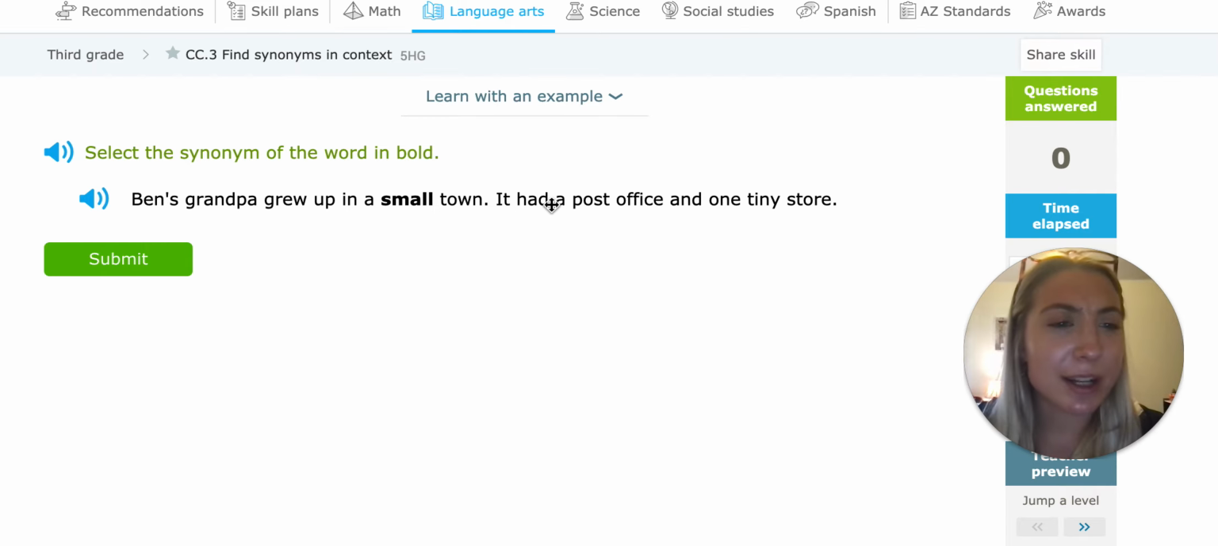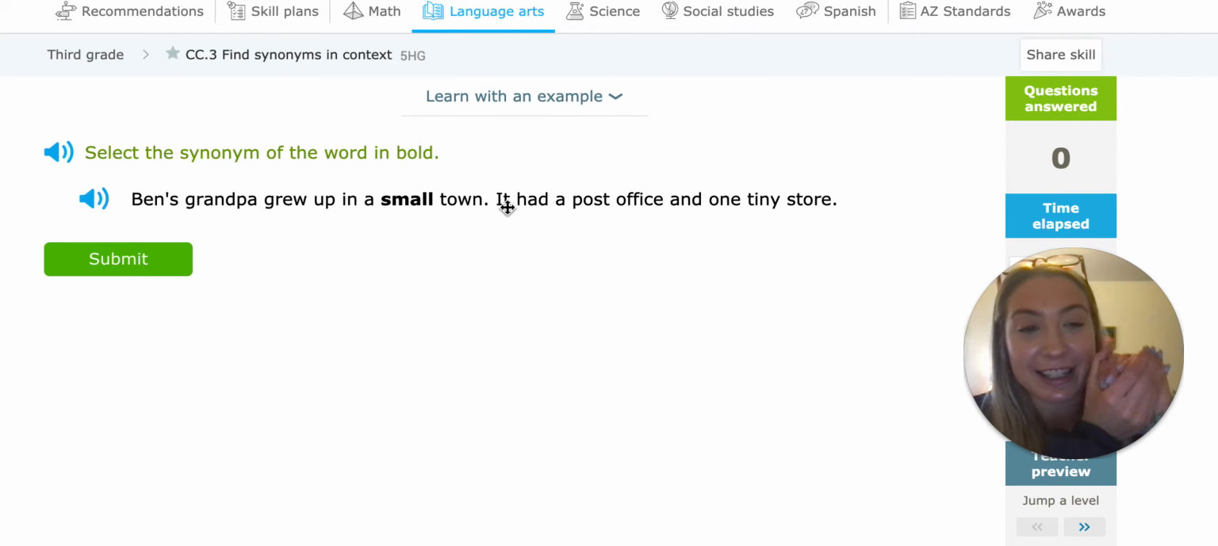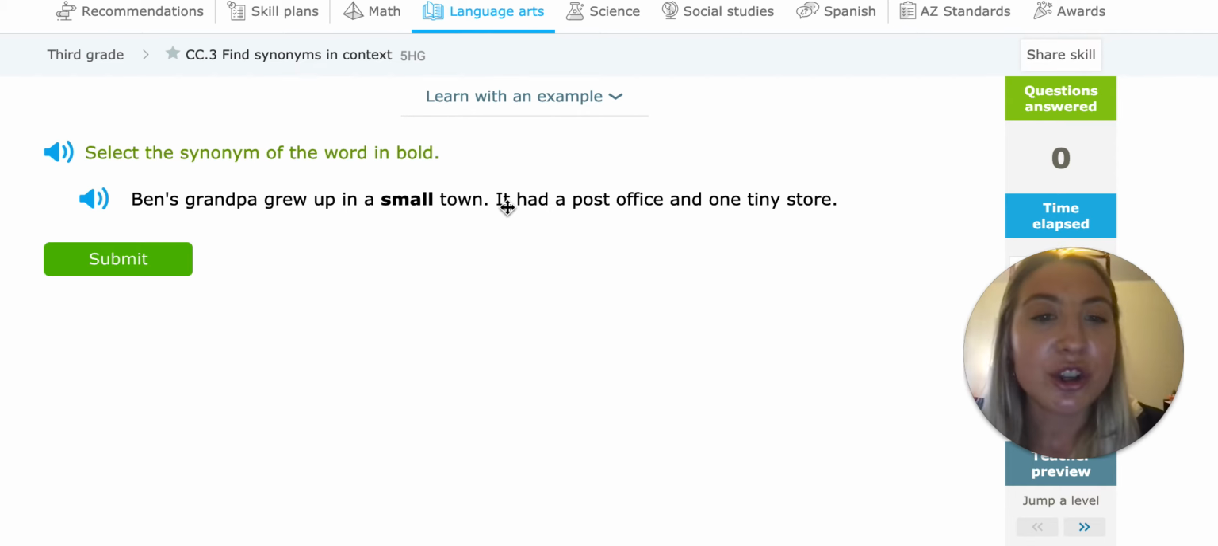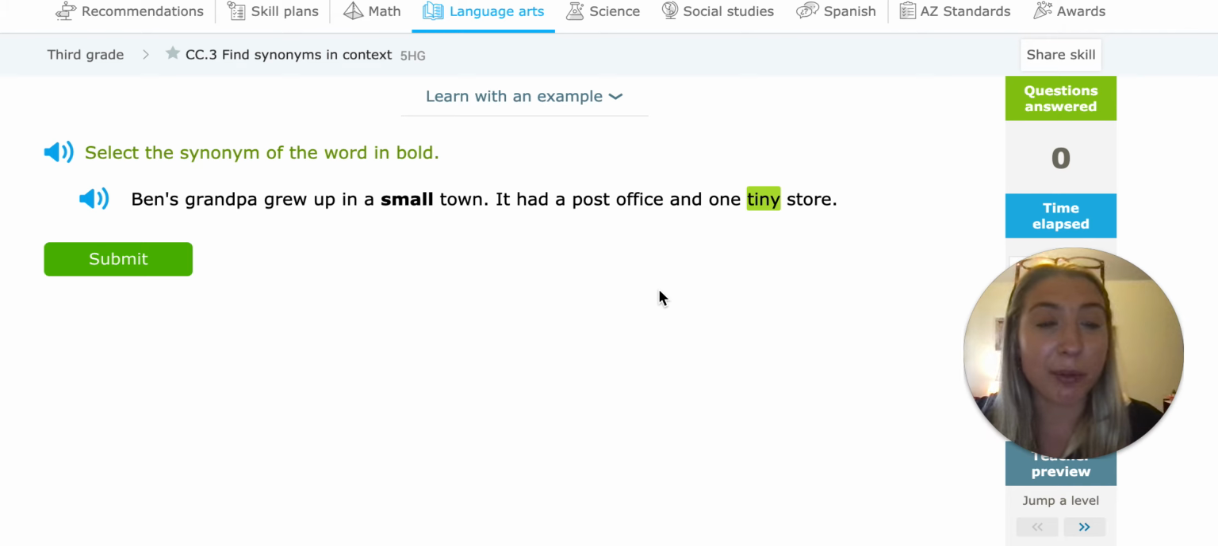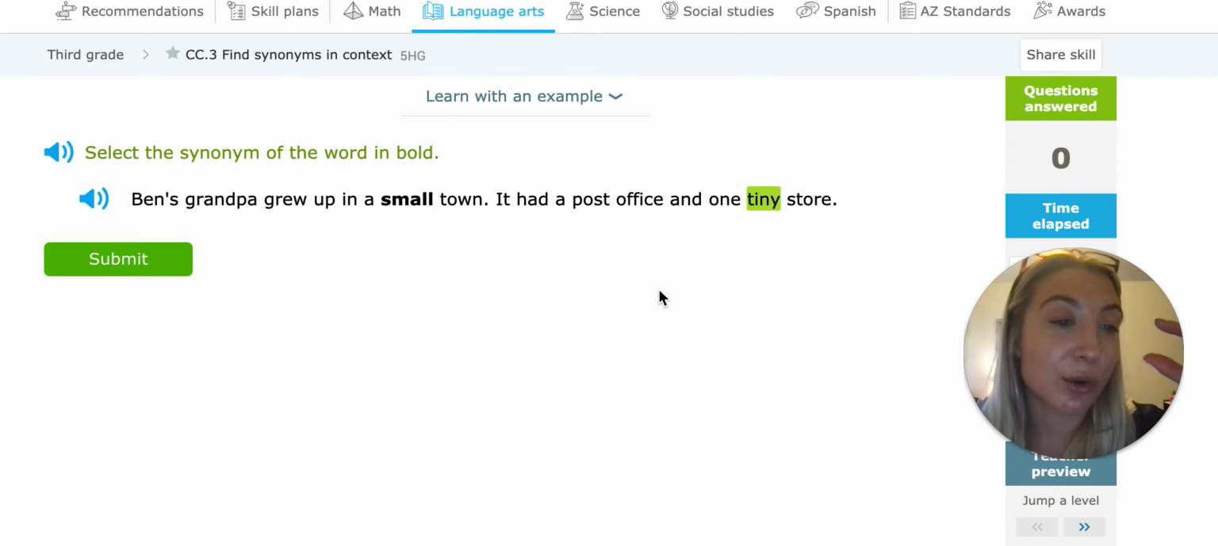We have to find what is the synonym, what word is like small, means the same thing in our second sentence. So small just means like, so if this was big, small would be a different size. They're saying small. So if I look here, I know the tiny store also means small. They're both not saying it's a huge store or a huge town. They're both saying that there's not a lot of people, it's a tiny store, there might not be a lot of room.